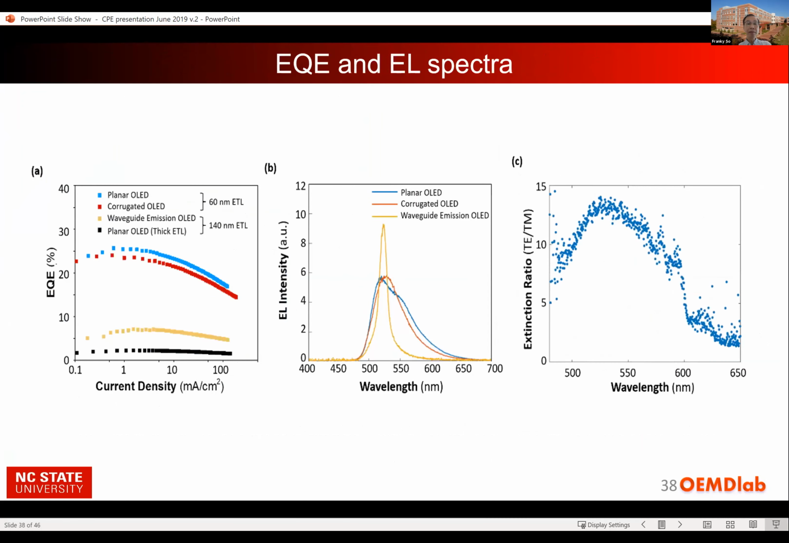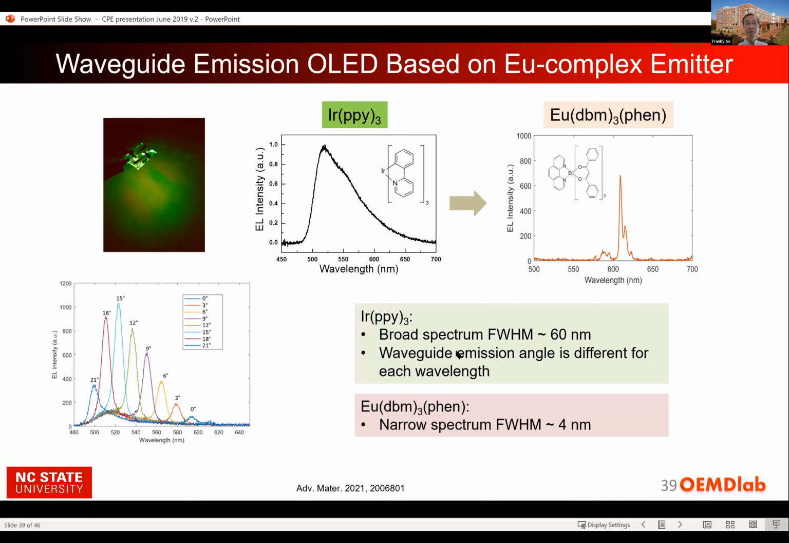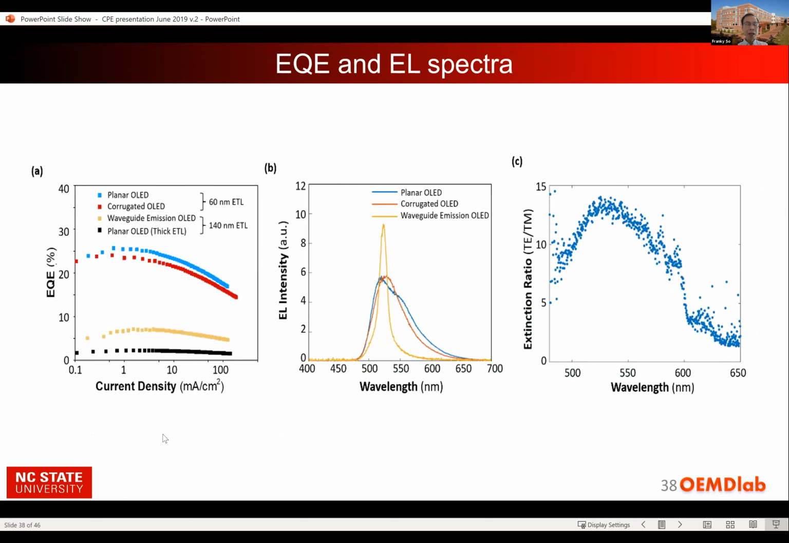In terms of efficiency, of course, these are not very high efficiency devices because we're just extracting the TE waveguide mode. Going from this, the blue is the planar device, and on the corrugated device the efficiency is about the same.